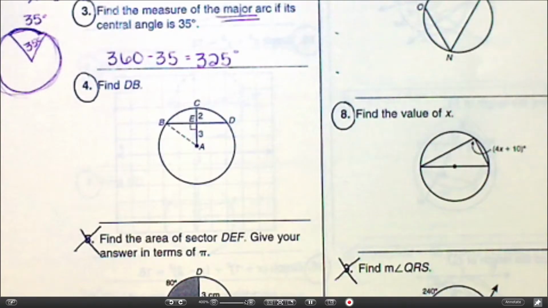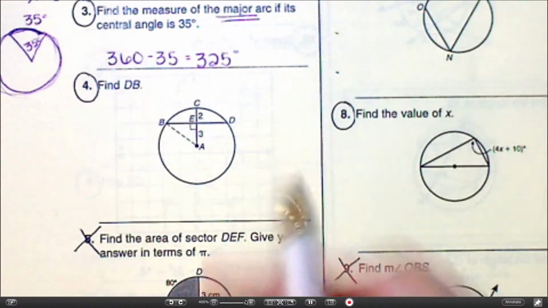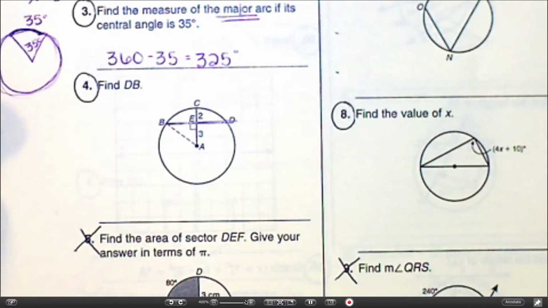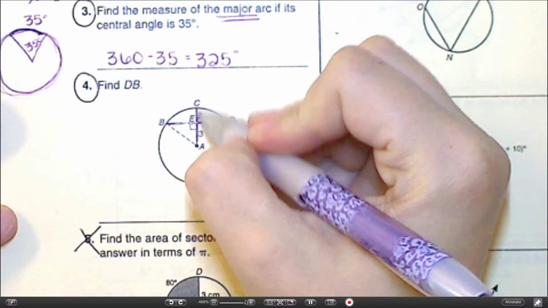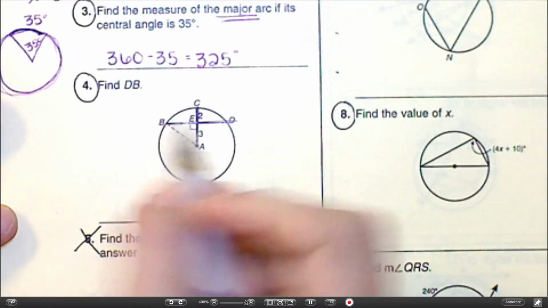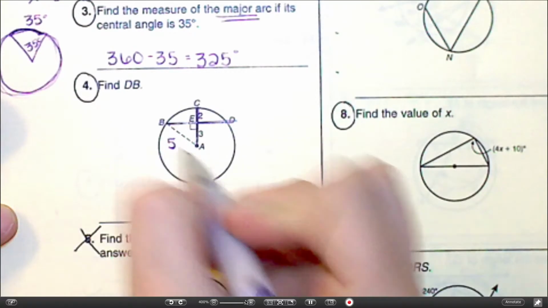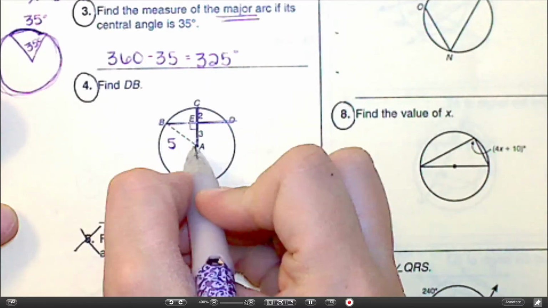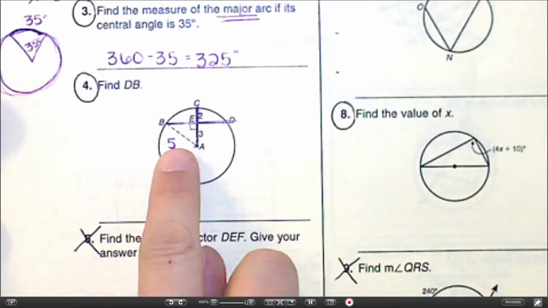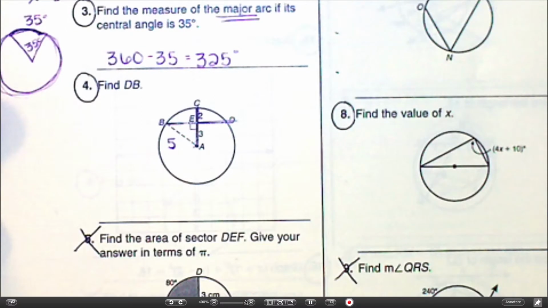What do I do here? I want to find this whole length. Okay, so I add 2 and 3 because that's the radius of the circle, which means that this dotted line here must also be 5. Because this is 5, so this would be 5. Okay. All right, now how am I going to set this up now that I have that 5 there?